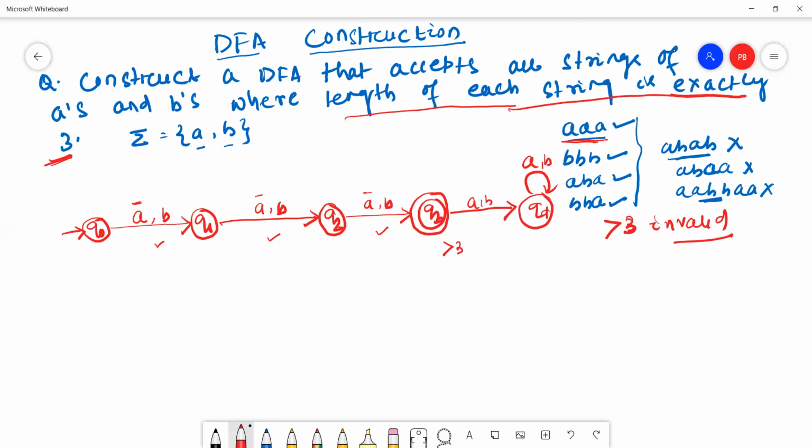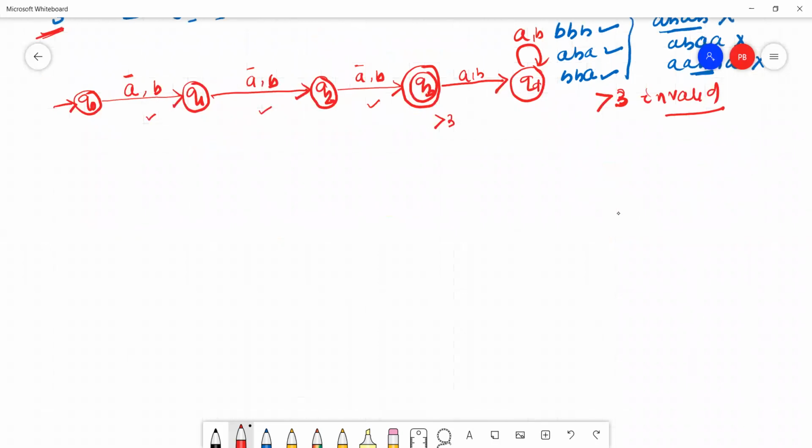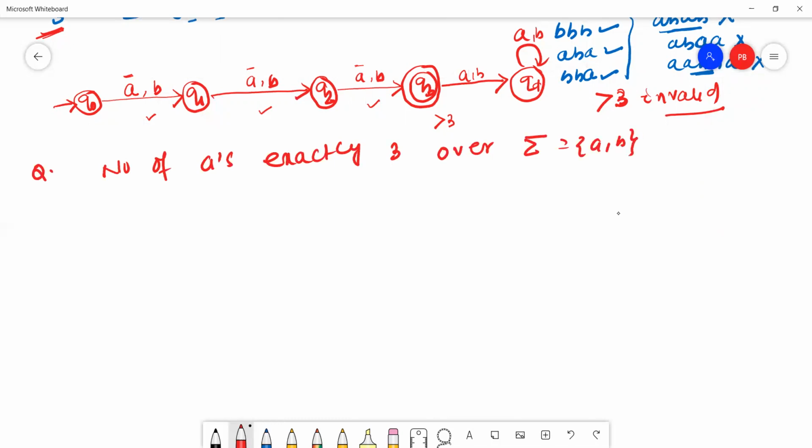Okay, the next question. The number of a's is exactly 3 over the input alphabet a, b. Okay, the number of a's is exactly 3.